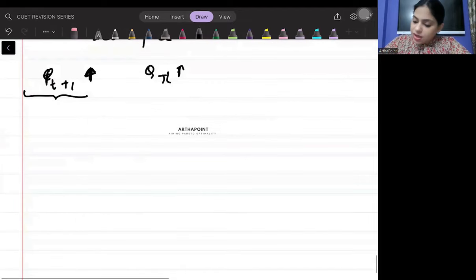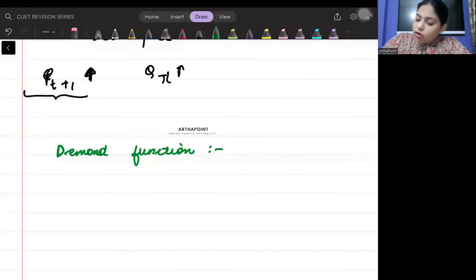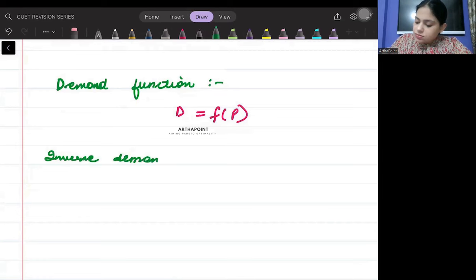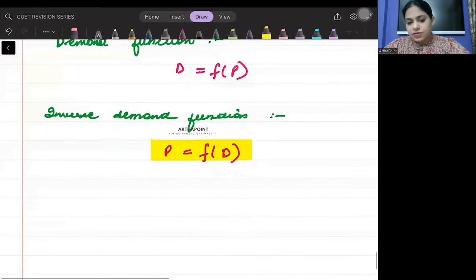ठीक है जी. अच्छा, एक बात समझो सर, that whenever we write the demand function, we always say that demand is a function of price. But there is also something which is known as inverse demand function. In inverse demand function, we make price a function of demand. तो अगर हम ऐसे लिख रहे हैं, if we are saying price as a function of demand, then that is called as inverse demand function.